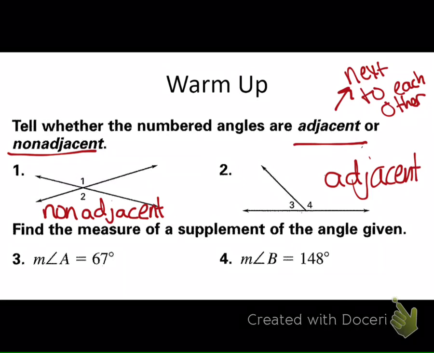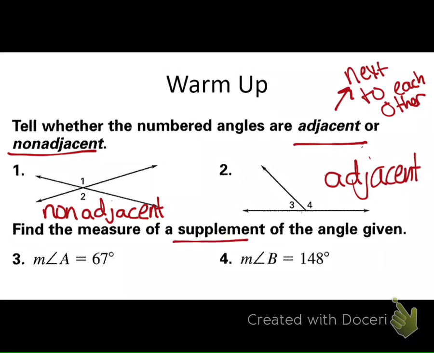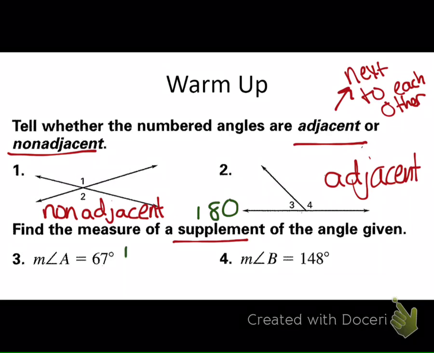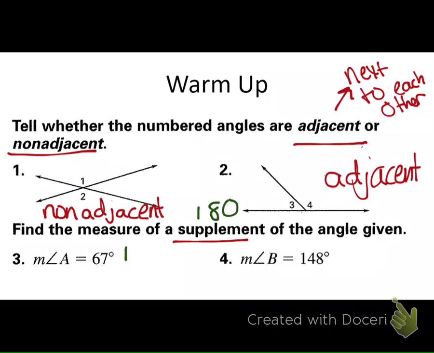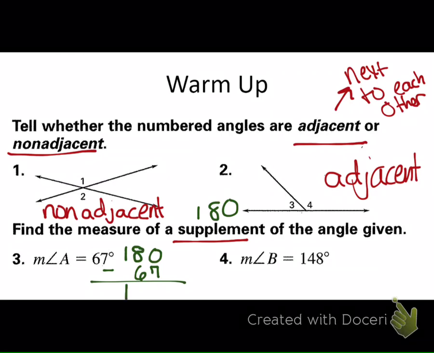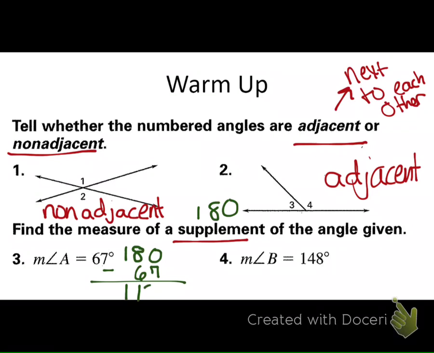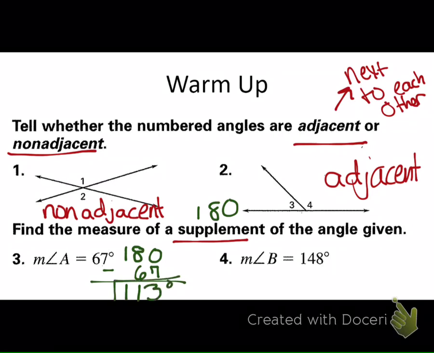Okay, 3 and 4. Find the measure of a supplement. What does supplement mean? They add to what? 180. So what am I going to do on number 3, Michael? Do you add them? Like add 180 and 60? Super close. We don't add, we subtract. 180 minus 67, which gives us what? 113. Thank you.